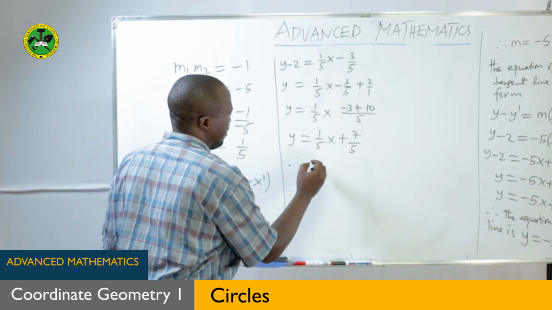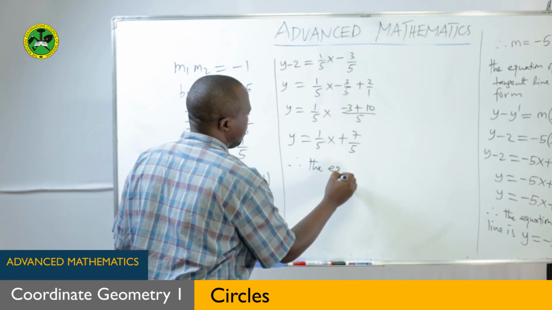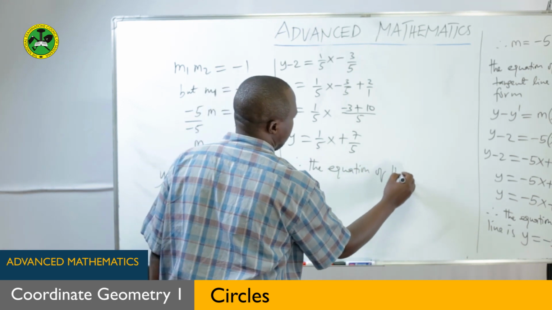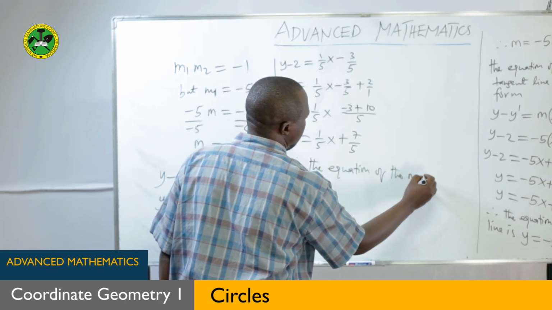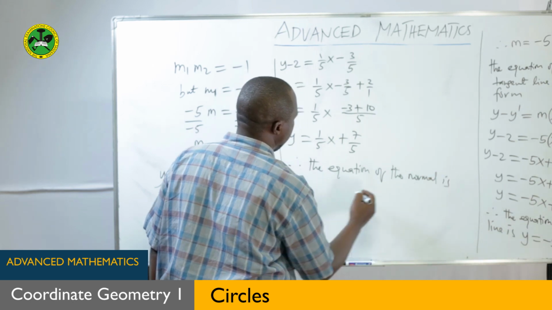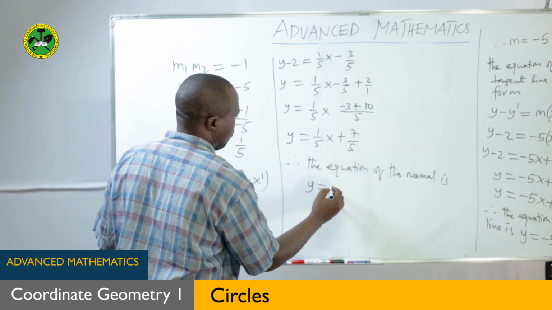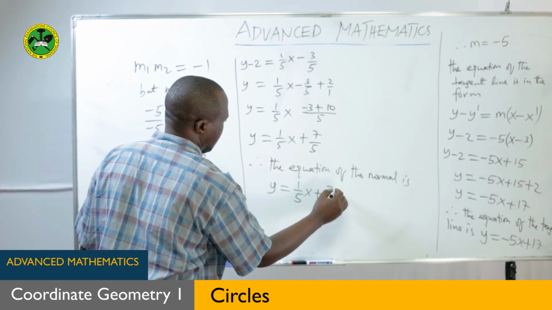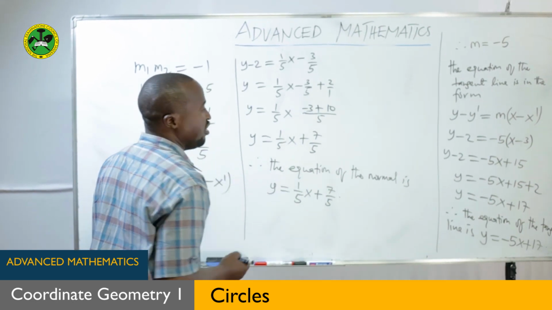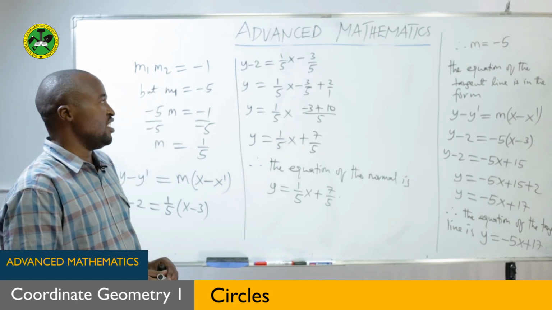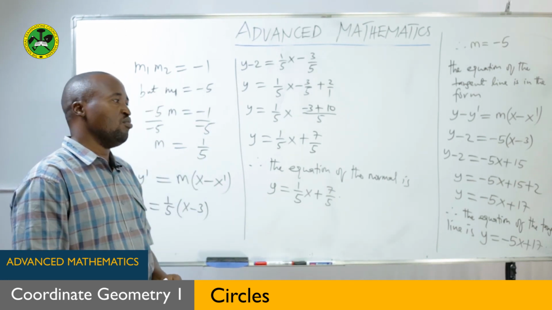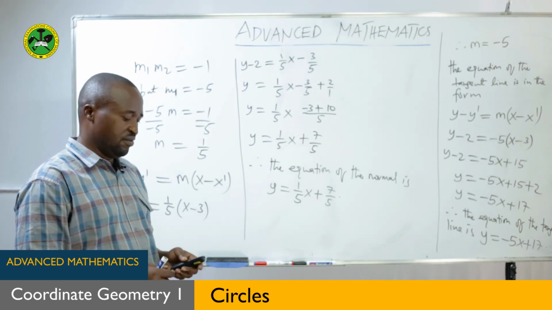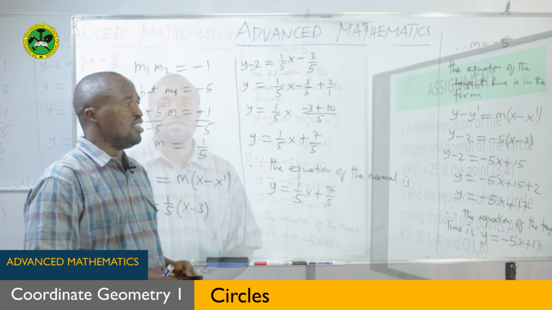So here we say the equation of the normal is y is equal to 1 over 5x plus 7 over 5. So you can see how it is much easier to find the equation of the tangent, but again, the equation of the normal.